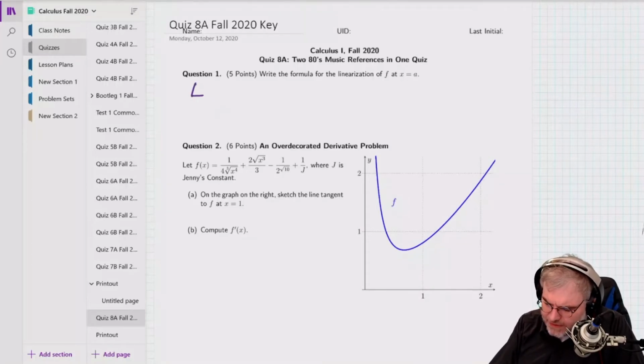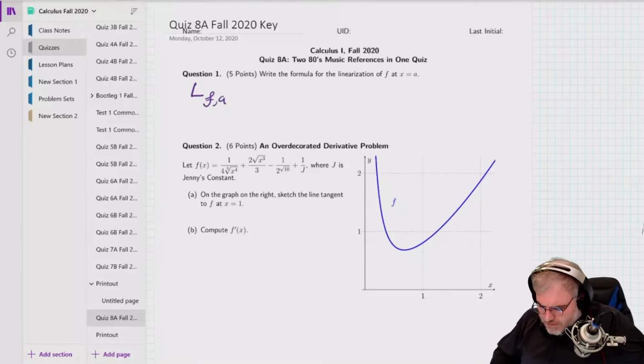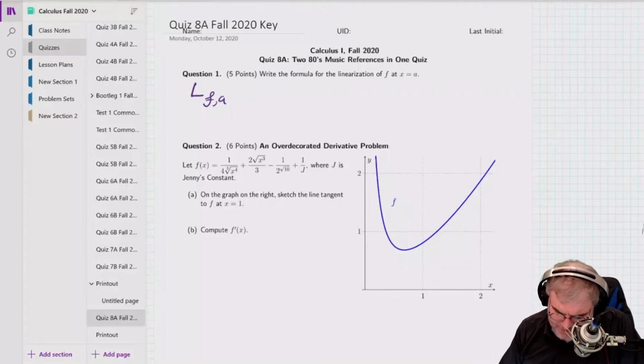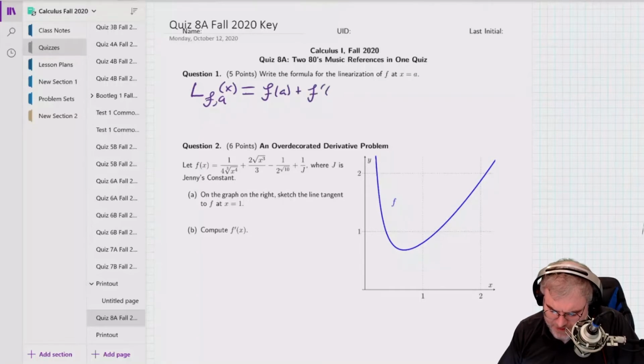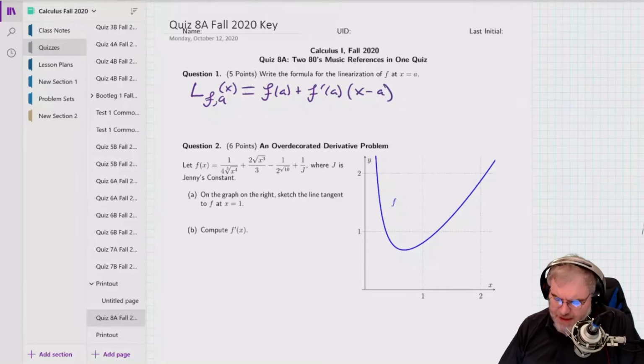Of X. And you didn't need the F8 because the book didn't have it either, but you could have done it or not. This is F of A plus F prime of A times X minus A. How do we feel about that?